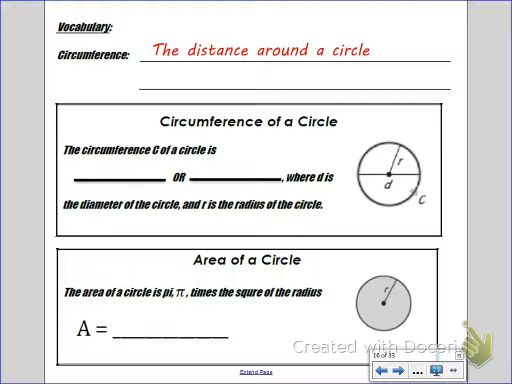So using diameter, the circumference of a circle is going to be pi times that diameter. If you want to use the radius, it's going to be 2 times pi times the radius, where d is the diameter and r is the radius of the circle.